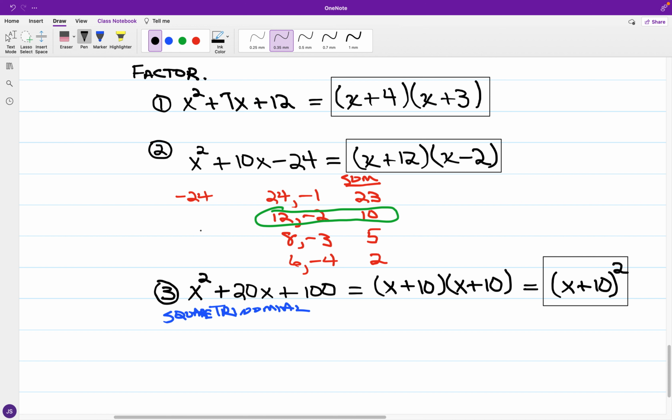If you notice, so far we've had the term in the middle be positive. Say I were to change the signs here, and let's say I have x squared minus 3x minus 40. So you have x squared minus 3x minus 40.